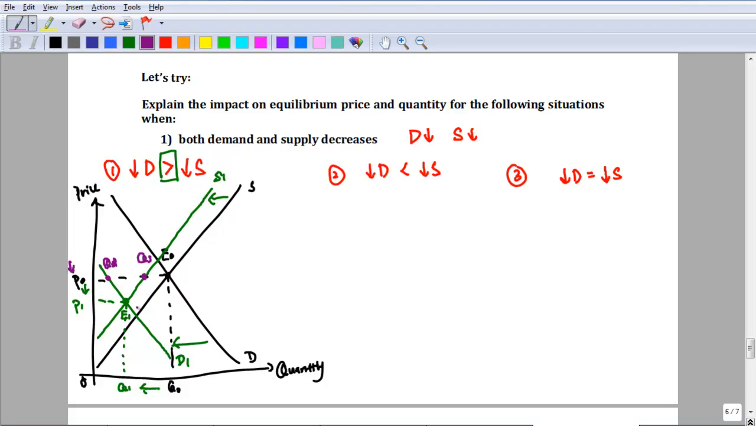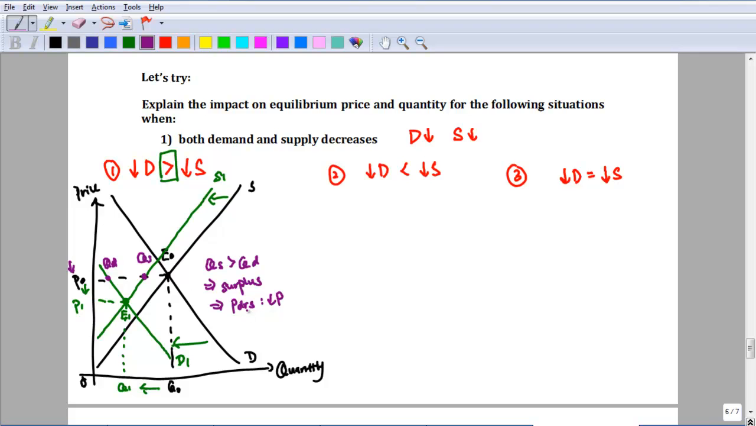You notice that from this diagram, your quantity supplied is more than your quantity demanded. So what does this imply? This implies that there is a surplus. So there are excess stocks of this good in the market. So producers will react to reduce the price in order to get rid of the stocks.